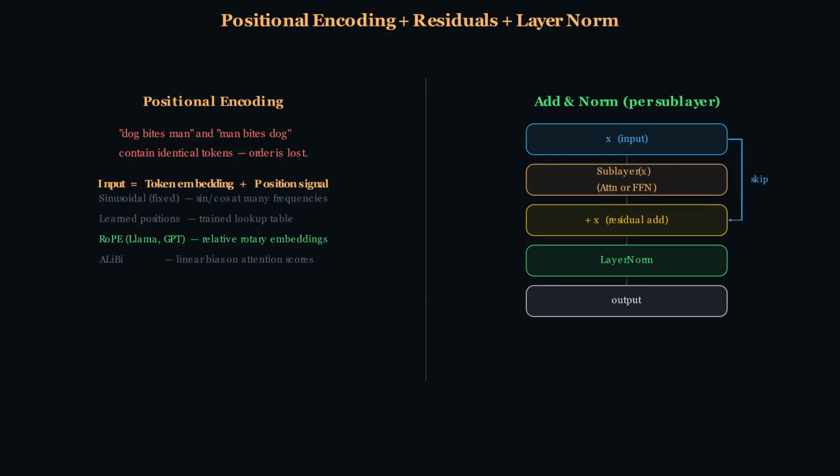Every sublayer in the transformer uses add and norm. Add the sublayer output to its input via a residual skip, then apply layer normalization. Residuals give gradients a direct path through depth. Layer norm keeps activations stable across dozens of layers.